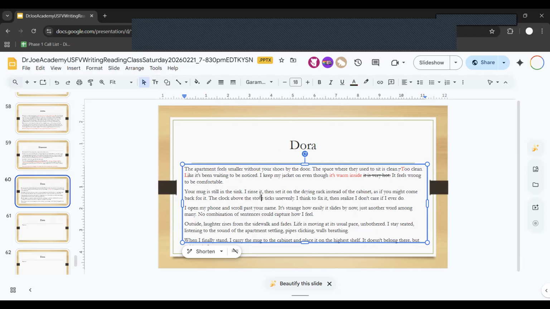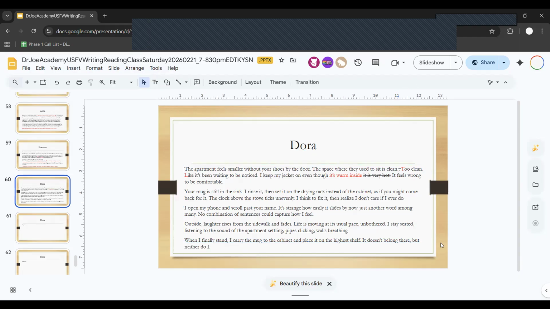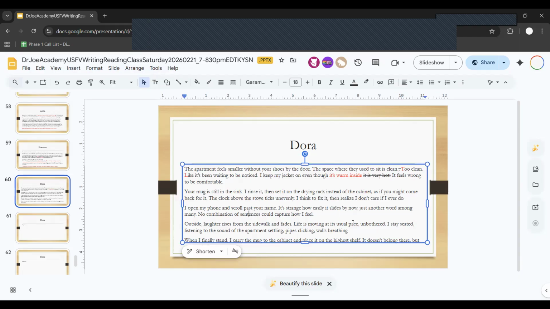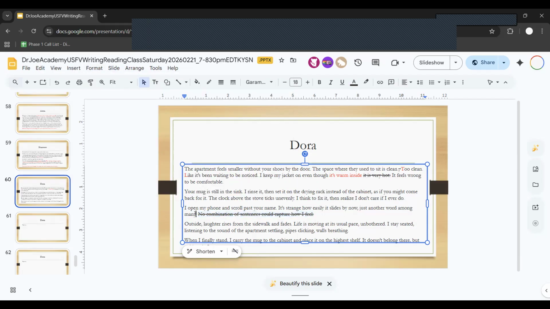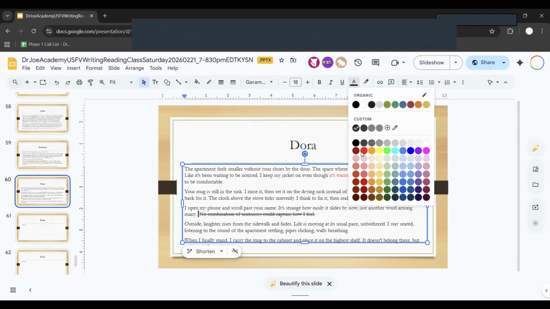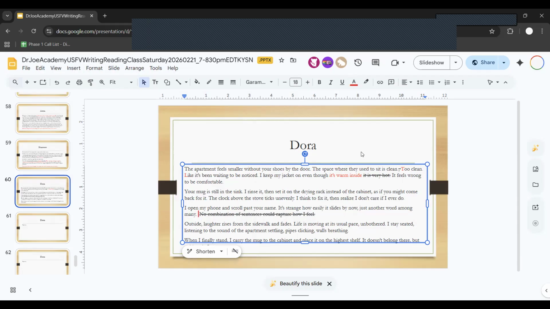And there's another sentence over here which is too close to naming the emotion directly. No combination of sentences could capture how I feel. We could try wording a sentence similar to that and write it out instead. Instead, we could write, no sentence could hold what I'm trying not to say.